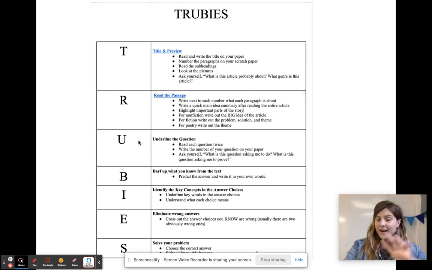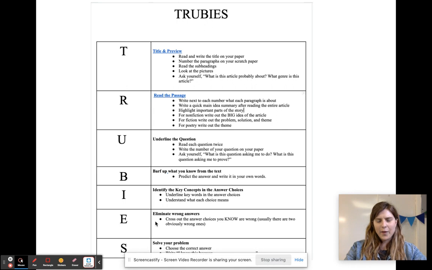All right, then when you're ready to answer the questions, right, we want to read before we answer any questions. You want to underline the question you're working on. Read each question twice. Write the number of your question on your paper. Ask yourself, what's this question asking me to do? And then you are going to barf up what you know. So you're going to predict the answer to your question before you even look at the answer choices. Then you'll identify the key concepts in the answer choices. So underline keywords in the answer choices, like what are these implying here?